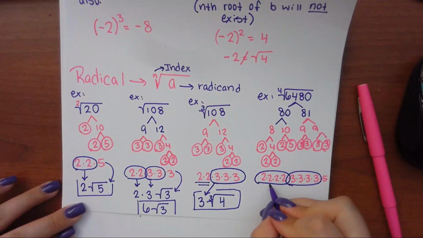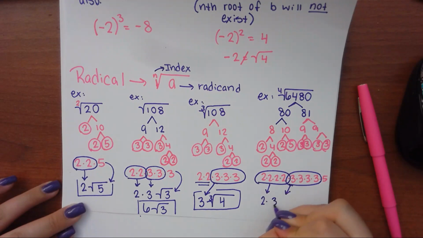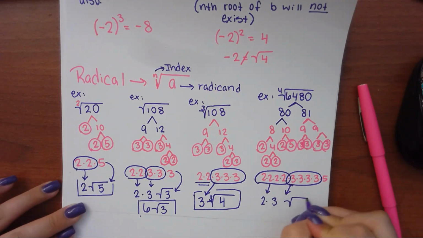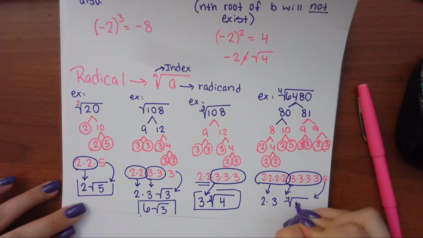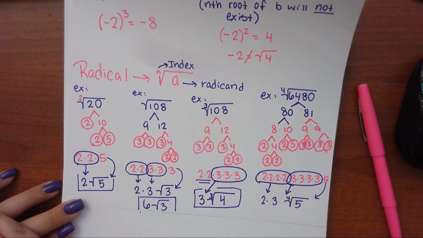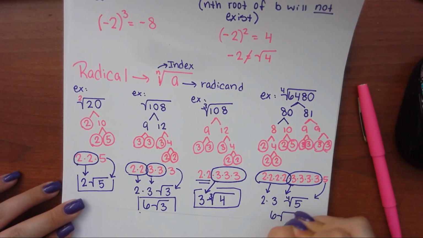I'm going to take 1 from this first group, 1 from this second group, and then I'm going to leave underneath the fourth root whatever is left outside of the circles. So this becomes 6, fourth root of 5.